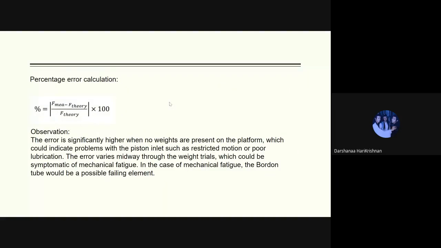Okay, so percentage error can be calculated like that, which is your measured pressure minus theoretical pressure over theoretical pressure times 100%. From the observation based on the table from the previous slide, the error is significantly higher when no weights are present on the platform, which could indicate problems with the piston inlet such as restricted motion or poor lubrication. The error varies midway through the weight trials, which could be symptomatic of mechanical fatigue. In the case of mechanical fatigue, the Bourdon tube would be a possible failing element.